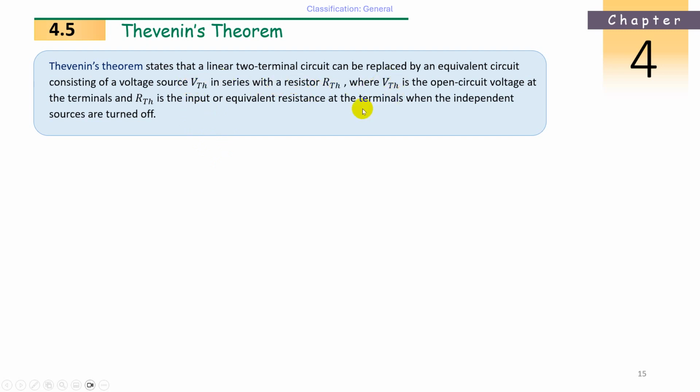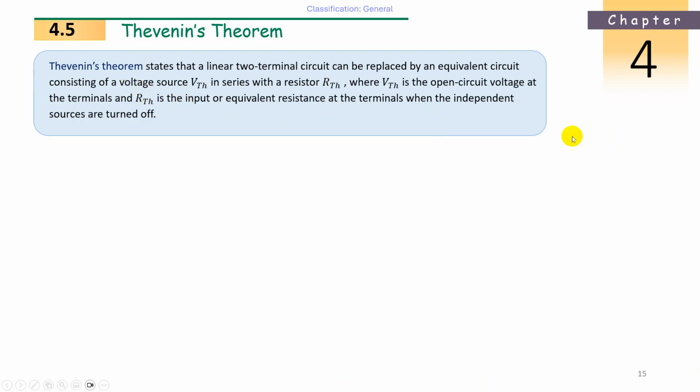Where V Thevenin is the open circuit voltage at the terminal. We considered two terminals of some big circuit, and now we are making that circuit equivalent. So V Thevenin is nothing but, at the open circuit A and B, seeing from that side, what is the voltage coming at that point? That is the equivalent voltage, called V Thevenin. Now, what is R Thevenin? R Thevenin is the input or equivalent resistance at the terminal when independent sources are turned off.